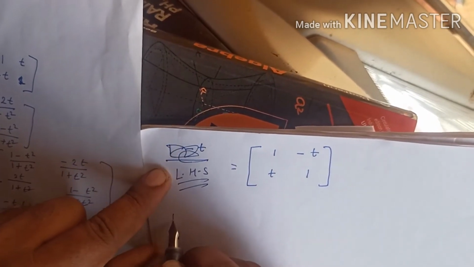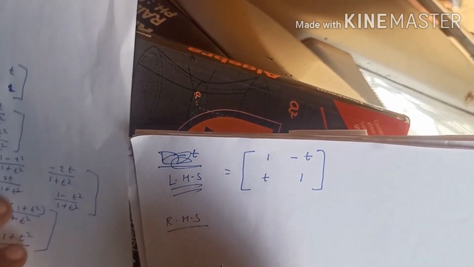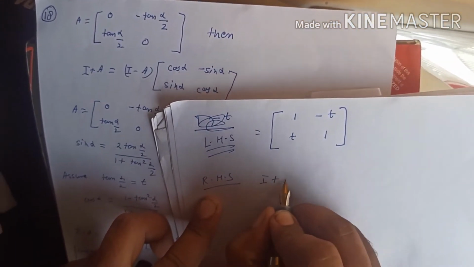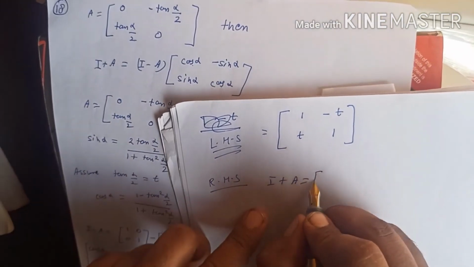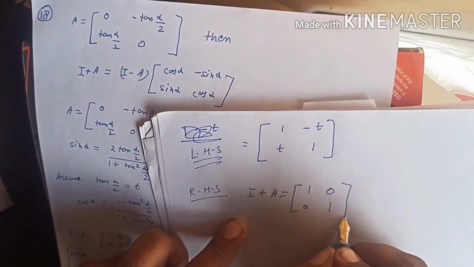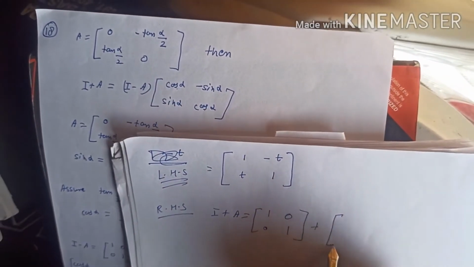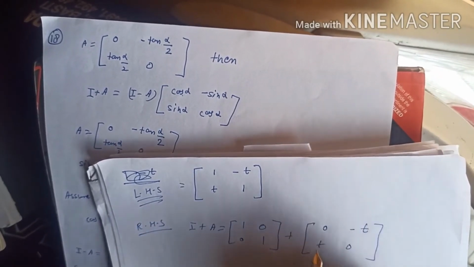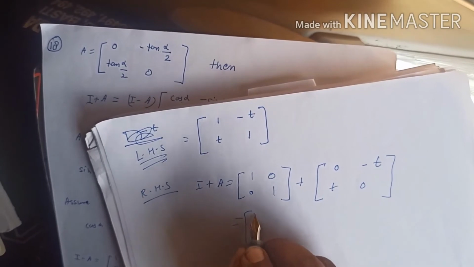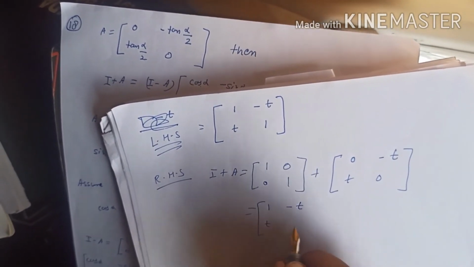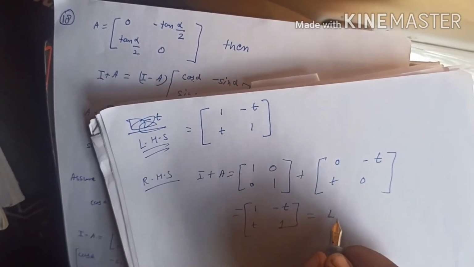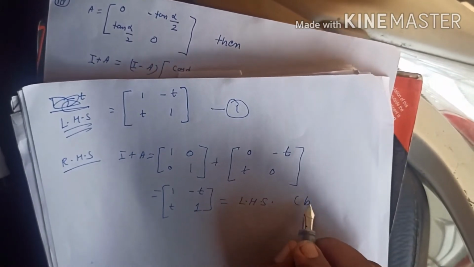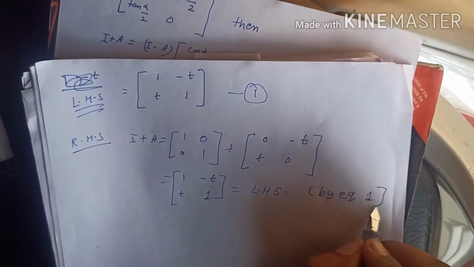What about the RHS? I have the RHS as I plus A. What is the value of I plus A? The value of I is [1 0; 0 1] and the value of A is [0, negative t; t, 0]. Just solve it: [1, negative t; t, 1], which is equal to the LHS. This is equation 1 by equation 1. Proved.